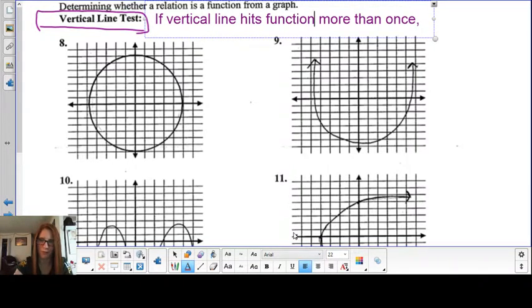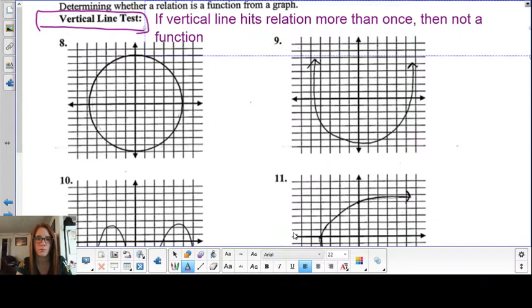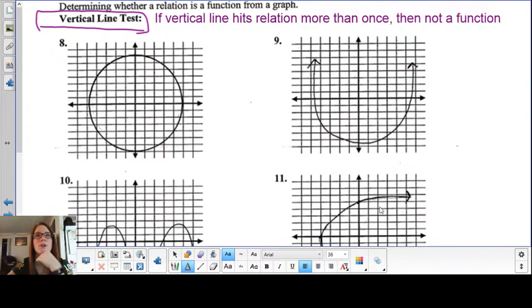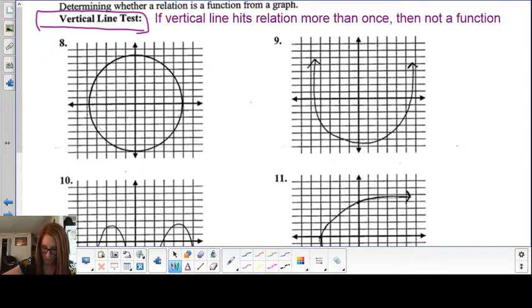We're not going to call this a function, because then it's not necessarily a function and it contradicts itself. A vertical line hits relation. A relation is just any set of points, so for example, any of the graphs you see below. So if the vertical line hits the graph, or in this case any relation, more than once, then it is not a function. So let's go ahead and draw some straight lines in here.